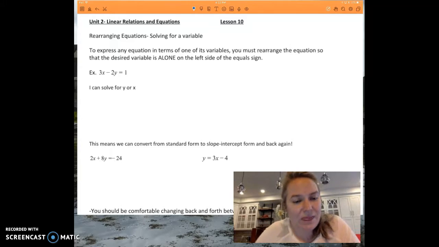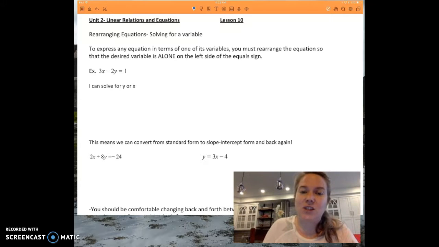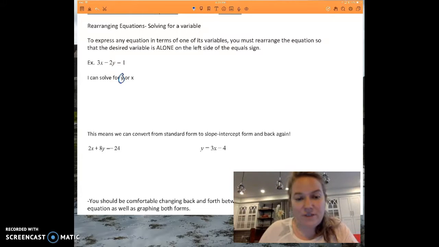So let's look at this equation example that I have right here. 3x minus 2y equals 1. You'll notice that that is in standard form. Ax plus by equals c. And we could graph it in ax plus by equals c, but a lot of times it's easier to graph it in y equals mx plus b. So maybe I want to solve for y, which means that I'm going to have an equation that says y equals something. So let's take a look at this and say I'm going to solve for y first.